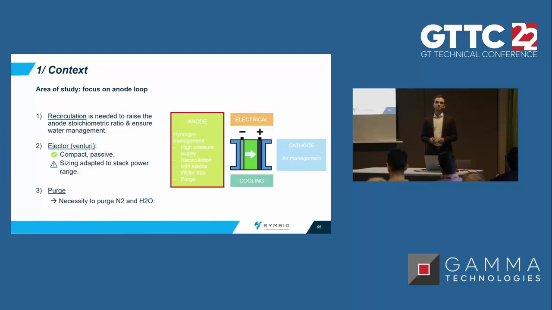So in the first place, why do we need a recirculation? A fuel cell cannot operate at a stoichiometric ratio of 1, so we need to raise that. An easy solution is to recirculate all of the exhaust gases that come out of the anode. So we recirculate hydrogen, but also contaminants such as nitrogen, and we recirculate water. This recirculation helps the stoichiometry, but it also helps the water management by bringing water and by removing the excess water that is produced in the stack.